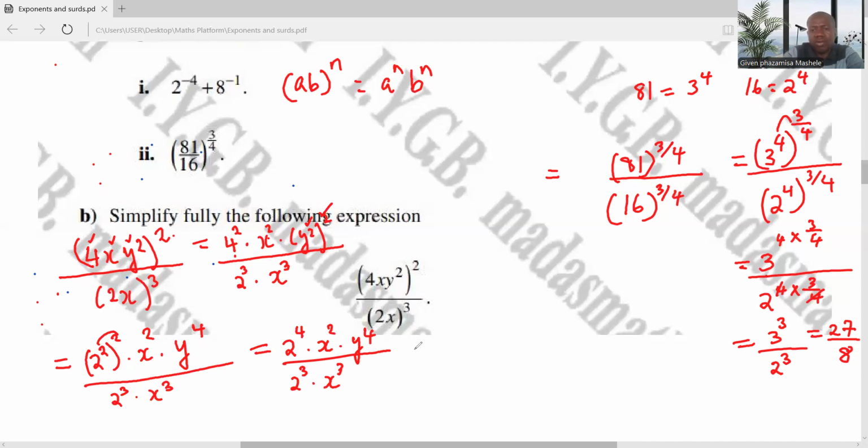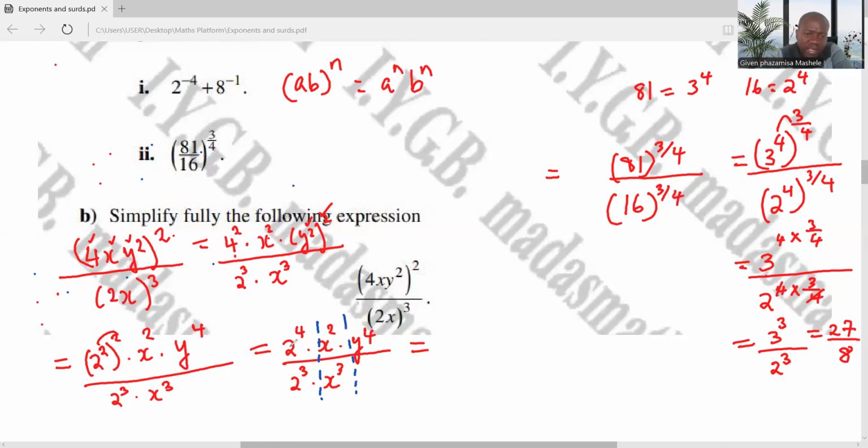Now, since we have division, we're going to use the division law, considering bases that are the same. And we know in terms of exponents, if the bases are the same for division, what do we do? We take one base and we subtract the exponents. So you see now, I'm going to try to separate them like this.